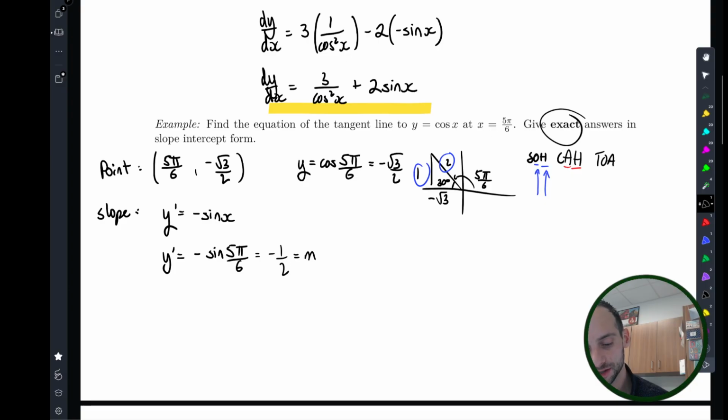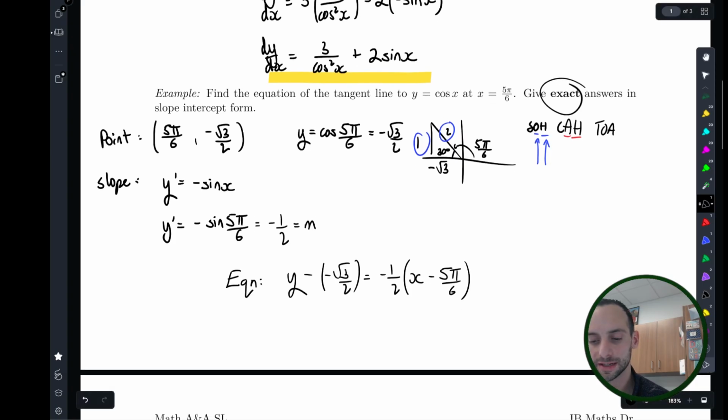Now we have our point and our slope for our tangent line. We can build our equation. Our equation just involves putting these into point-slope form. So this is y minus negative root 3 over 2, and we'll change that to a plus in a minute, equals negative 1/2 times x minus 5 pi over 6.